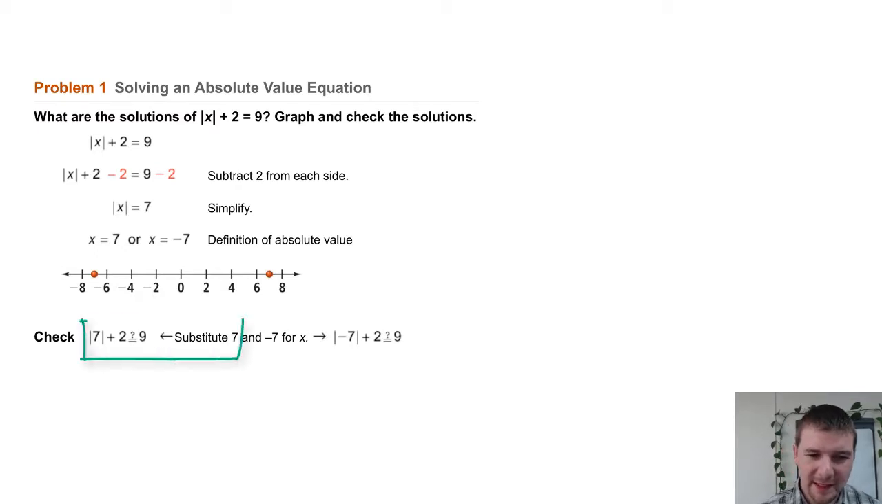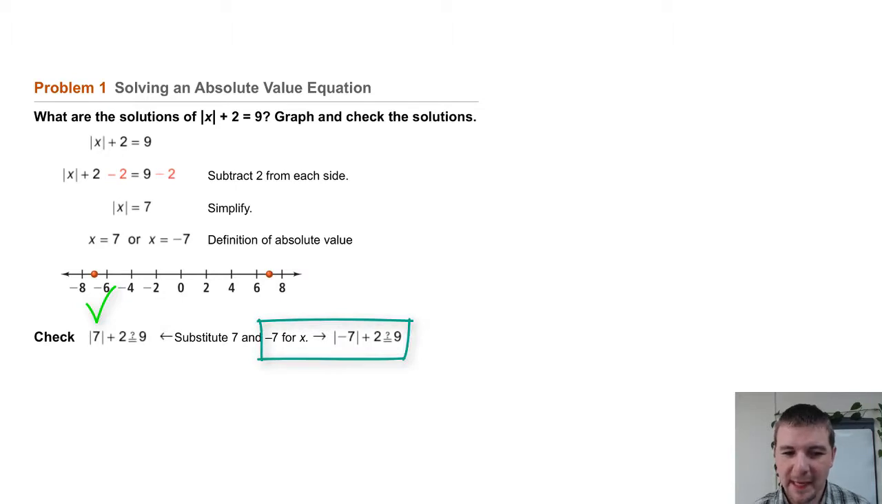Checking first positive 7 is the absolute value of 7 plus 2, 9. Well, sure enough. Then checking the absolute value of negative 7. Negative 7 in absolute value becomes positive 7. 7 plus 2 is 9. So both of our solutions check out.